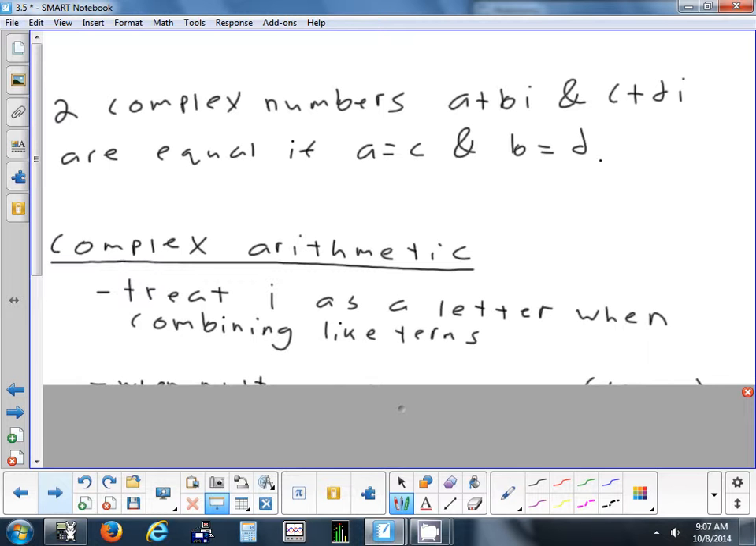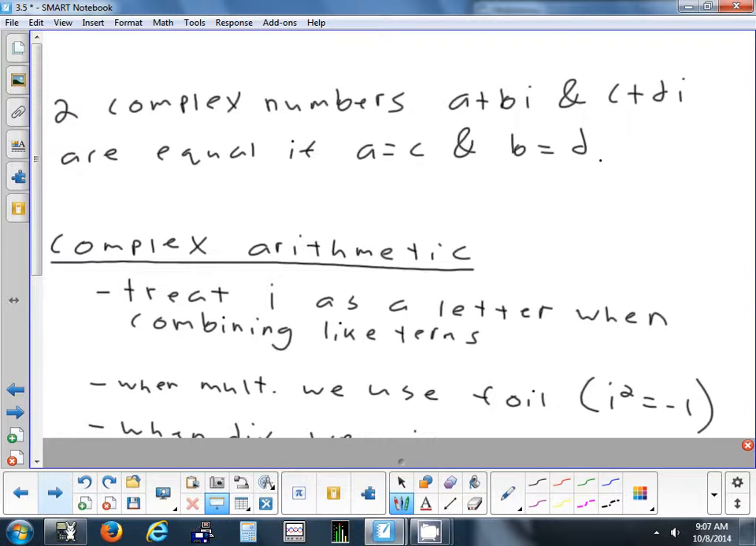When we do arithmetic, we can treat i as a letter. I want you to remember that it's not a letter, though. It's the square root of negative 1. But it kind of helps, so if you get something like 2i plus 5i, you could write it as 7i. Same way you'd do it if it was 2x plus 5x. You write 7x.